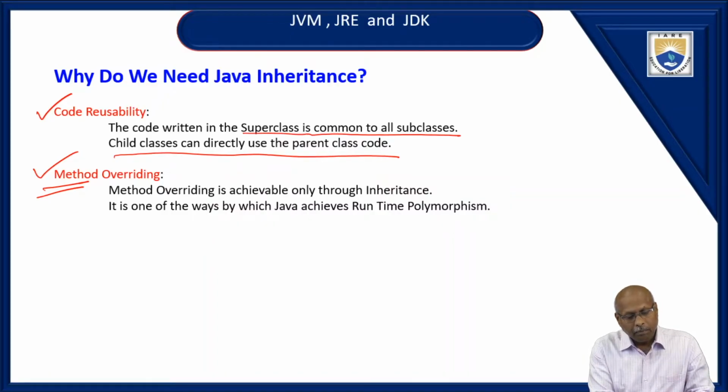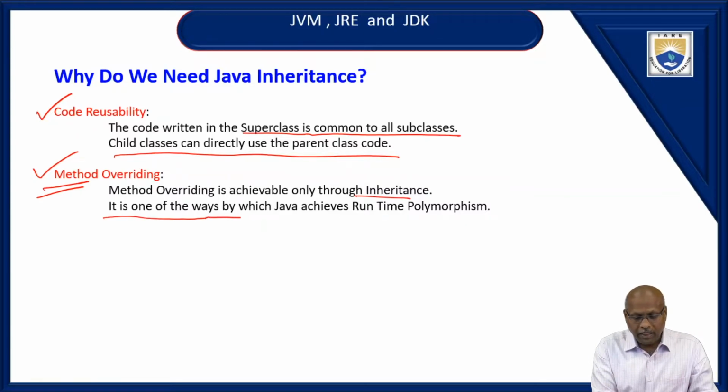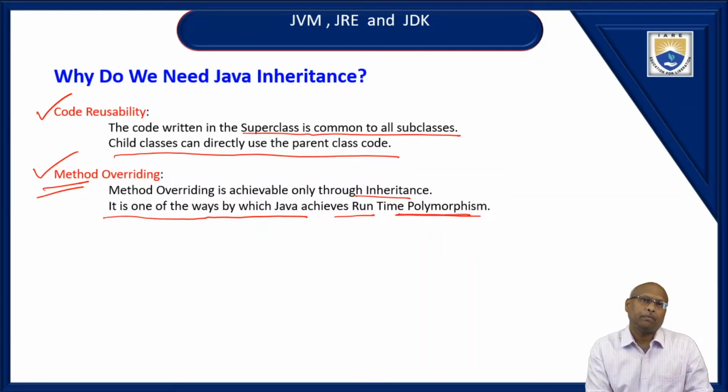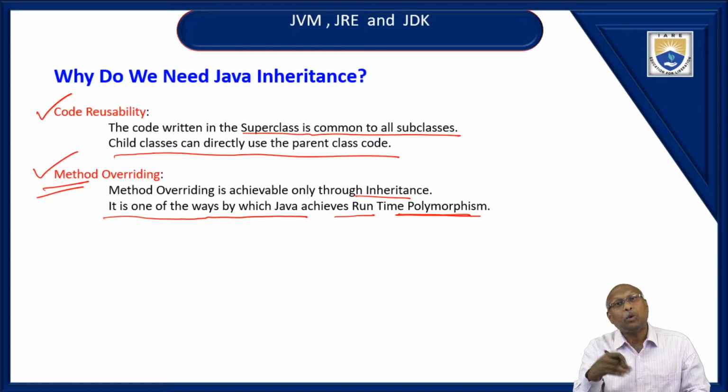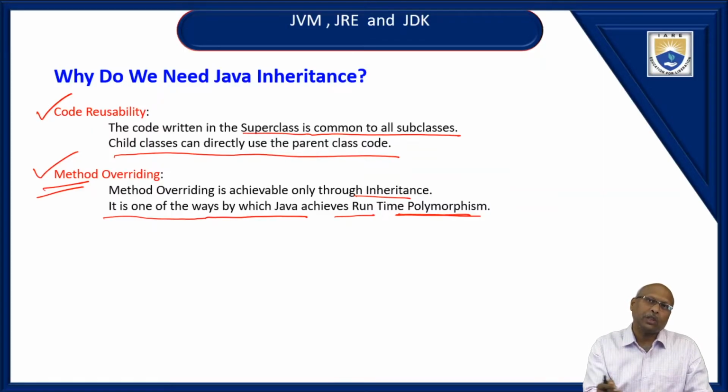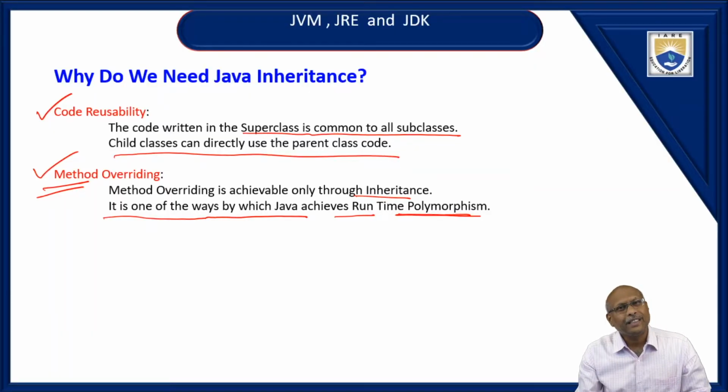Similarly, method overriding. Method overriding is a special concept which is achievable through the inheritance concept. It is one of the ways by which Java achieves runtime polymorphism. You can override a method. So the parent method may have some statement. In the derived method, you can modify, you can extend, you can change. That is the facility of method overriding. So method overriding is also possible through inheritance. Without inheritance, overriding is not possible.